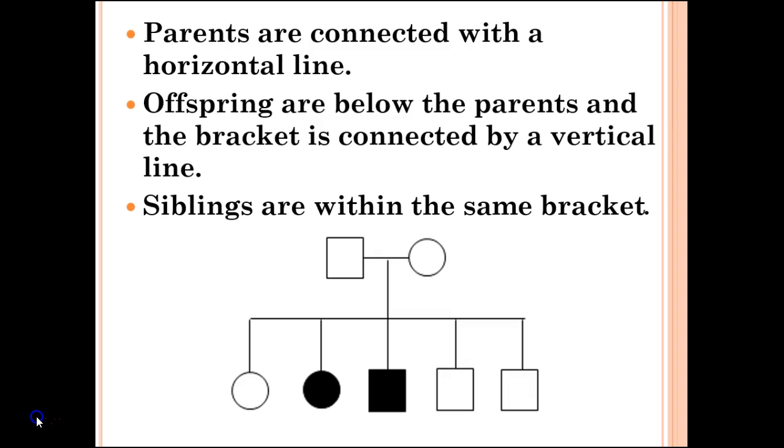In this pedigree chart, we're looking at 2 generations. We've got the parents at the top, and they are connected with a horizontal line. And then below them, we've got their offspring. There are 5 offspring, and they are connected to the parents by a vertical line, and then there's a bracket beneath the parents that has all of their children within that bracket. So all the siblings are within the same bracket.